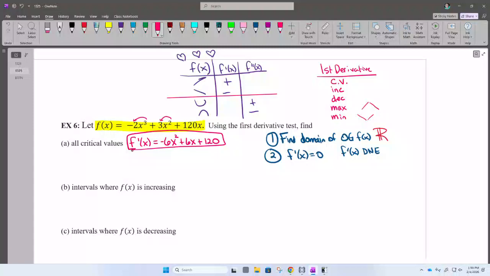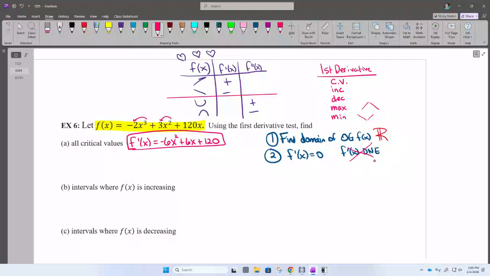And I want to look at two things. I want to know where does it equal 0 and where does it not exist. So I'm going to start with where does it not exist? Because it exists everywhere, because it too is a polynomial. There's no domain issues. So since it exists everywhere, then out of the two things that produce critical values, the does not exist one isn't going to help us on this particular problem. It exists everywhere. The domain is good.